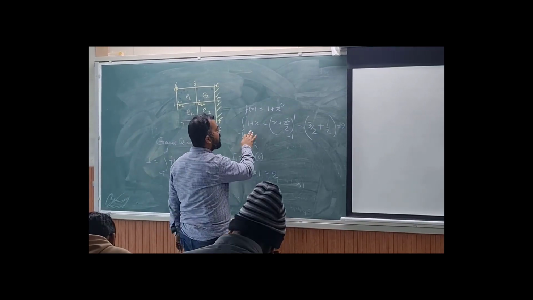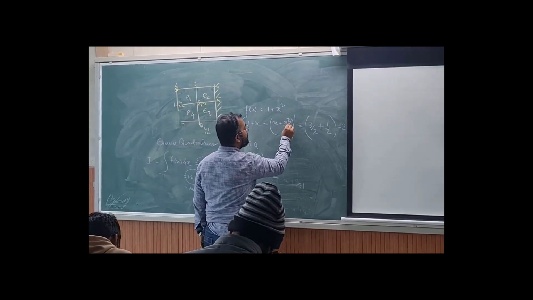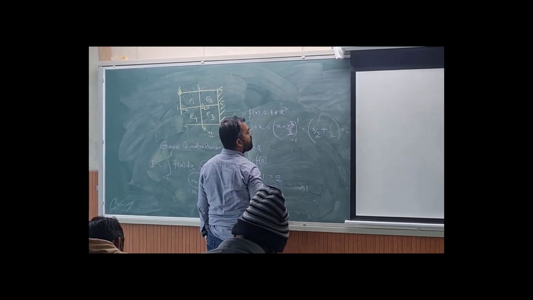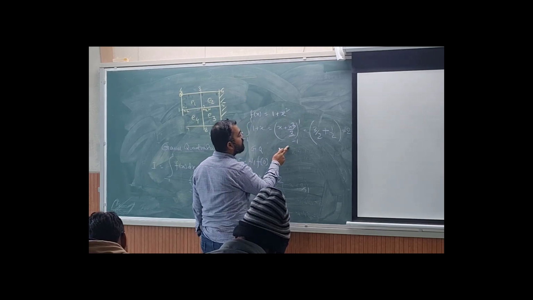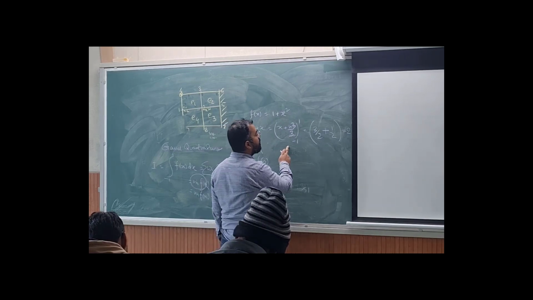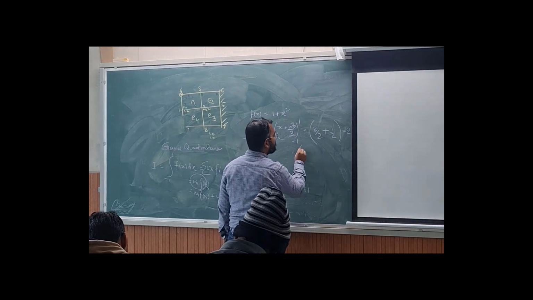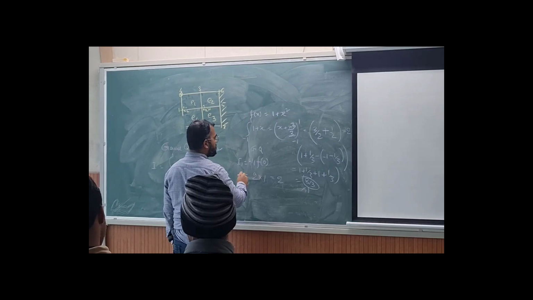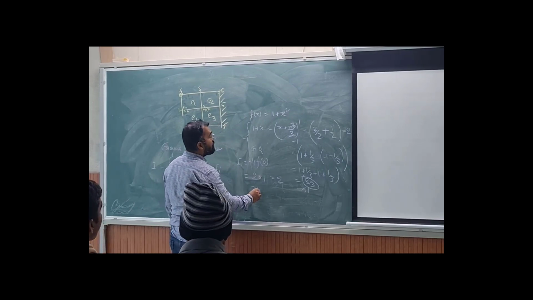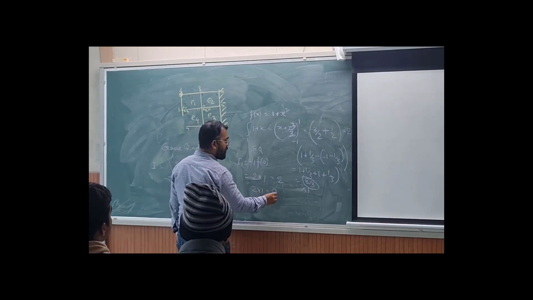So in that case what will happen? X plus x cube by 3, right? So then we will have 1 plus 1 by 3, right? It becomes 2 into 1. So you are not getting it.